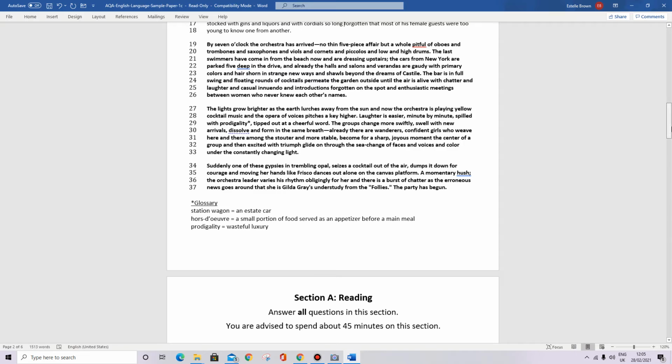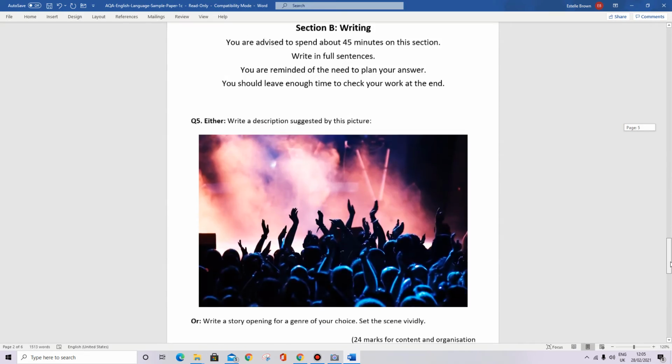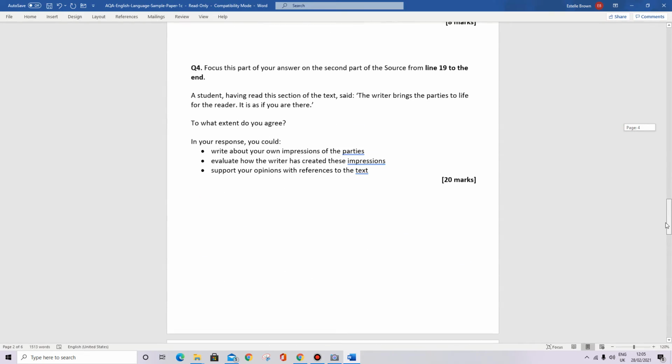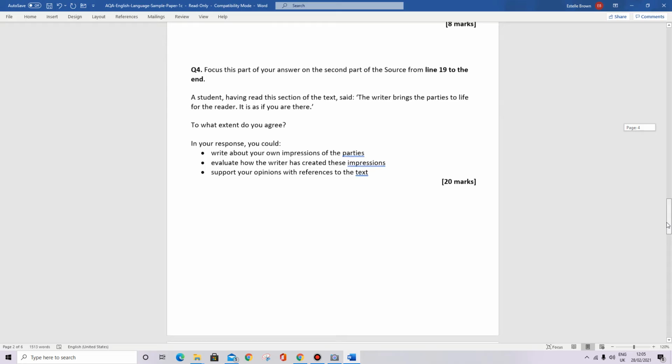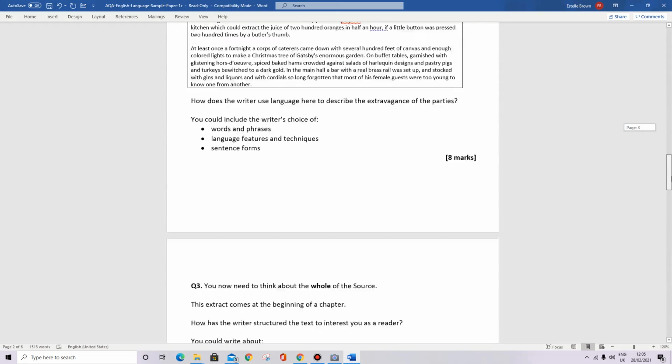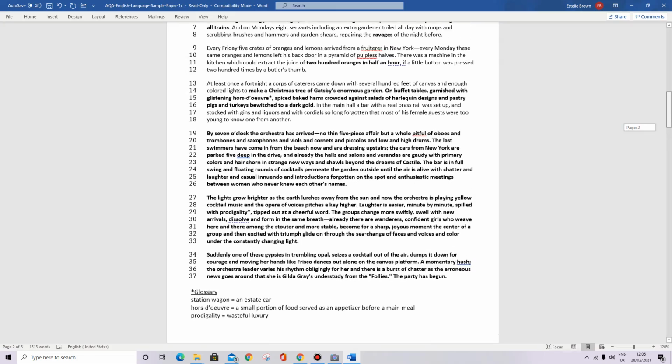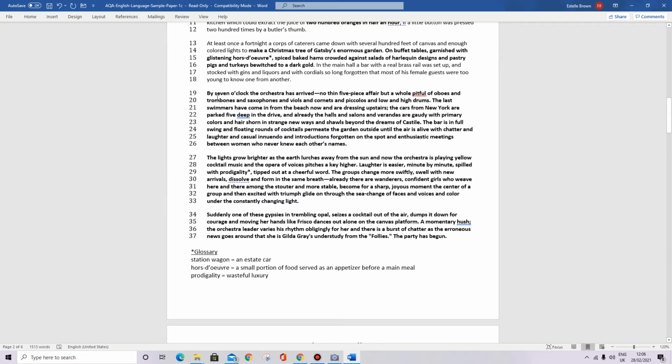But now we're looking at, just to check back, the writer brings the parties to life for the reader. It is as if you are there. So yes, we are still looking at the extravagance of the parties and how fantastic they are, but it's more focusing on the writer's method. How has the writer done that? How have they made it seem that way? So let's go back up and read through this section.